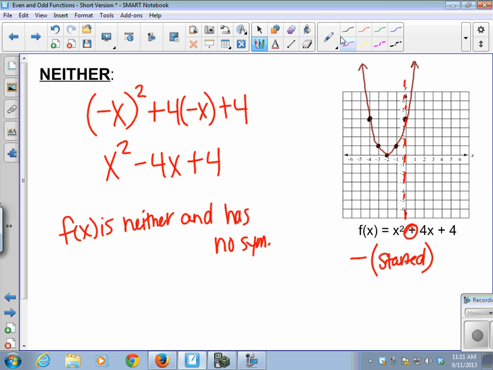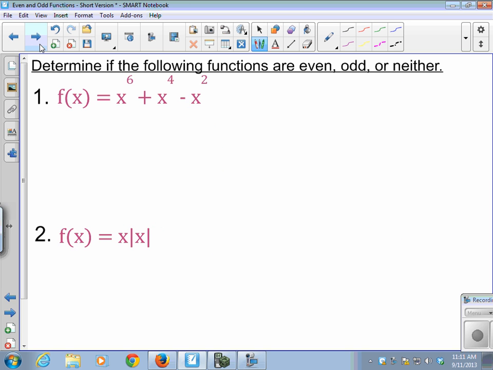Alright, so let's look at 8 different types of examples. We'll start out easy. Number 1. Determine if the following functions are even, odd, or neither. I also want you to tell me what kind of symmetry the function has. So I'm going to start by doing exactly what I did here. You can use your calculator, like I said, as a check, but you really need to be able to test for even and odd symmetry without the calculator, especially when you get to calculus. So we're going to go ahead and plug in negative x for my test.